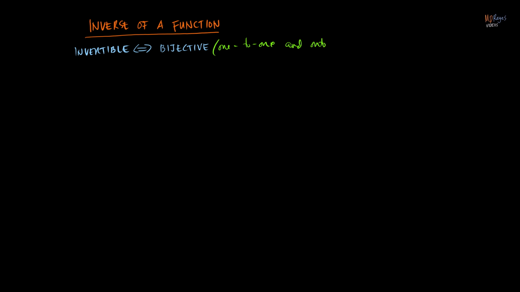Another term for one-to-one is injective, and another term for onto is surjective. So if a function is both injective and surjective, then it is bijective, and hence it is both one-to-one and onto. But how do we know whether a function is one-to-one?